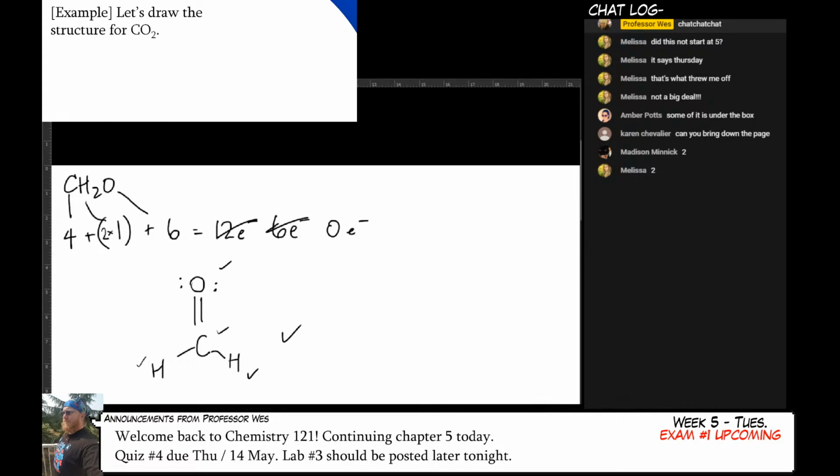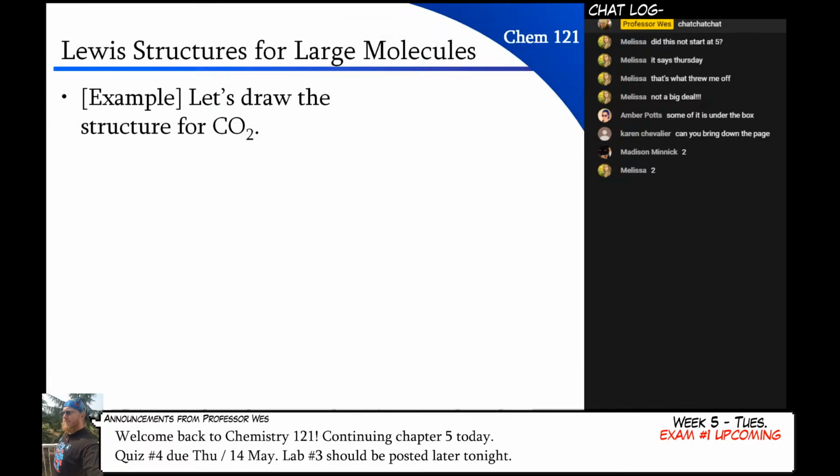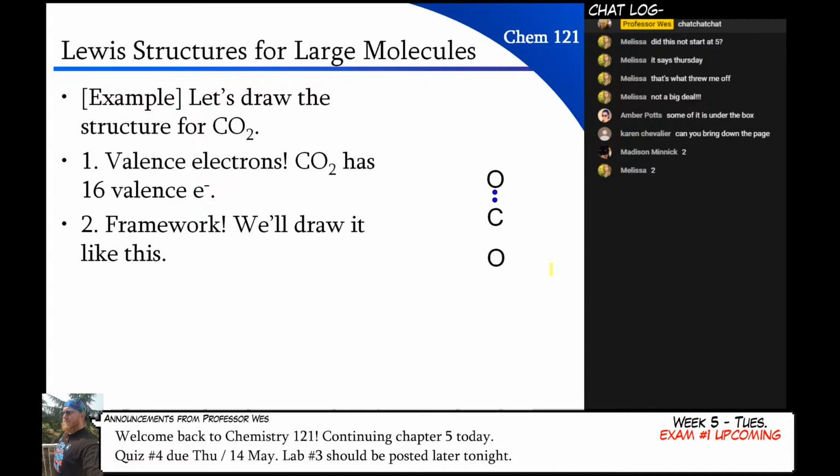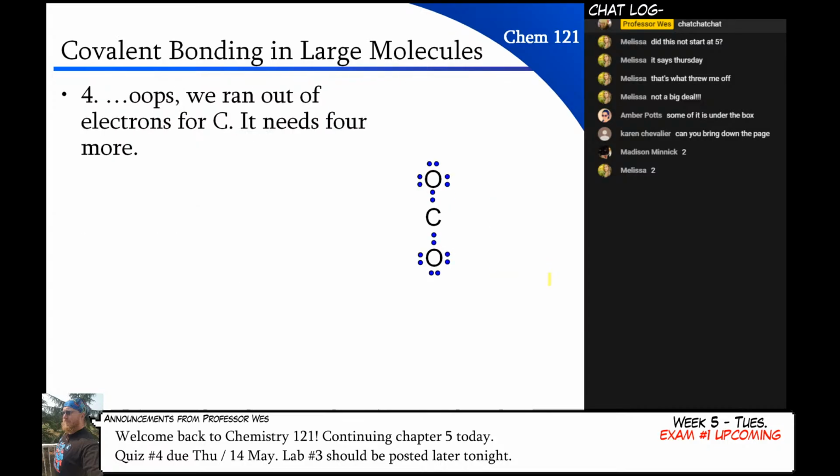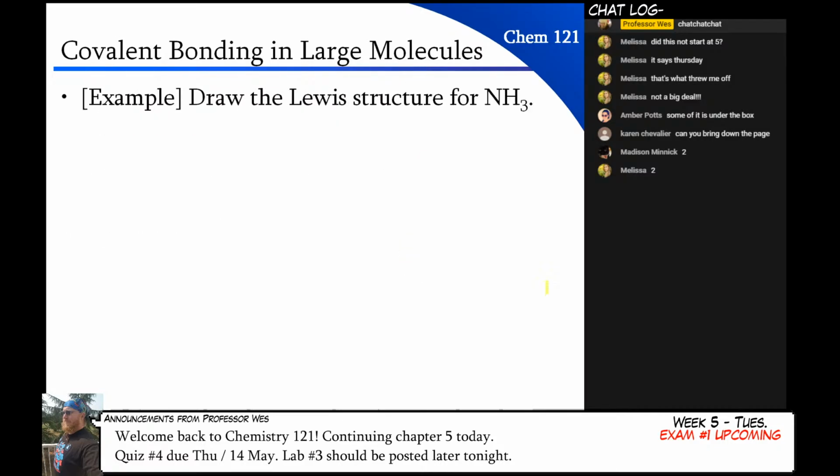All right. On the slides here, it's going to walk through how to do CO2, but we just did this, so I'm going to scroll quickly through it. But what I want you to try and do is I want you to try and draw the Lewis structure for this molecule, NH3, ammonia. This is a pretty simple molecule.